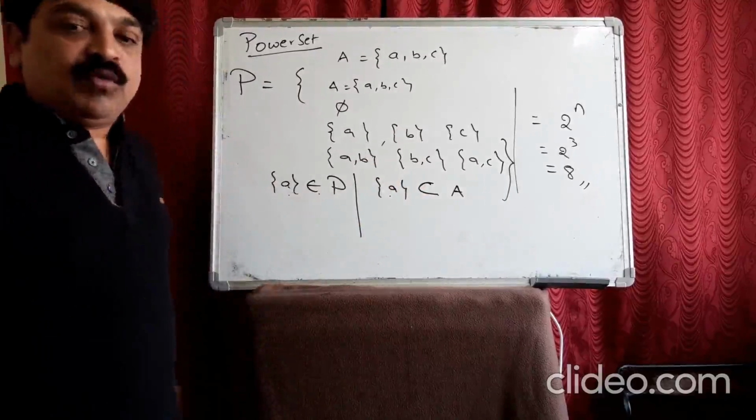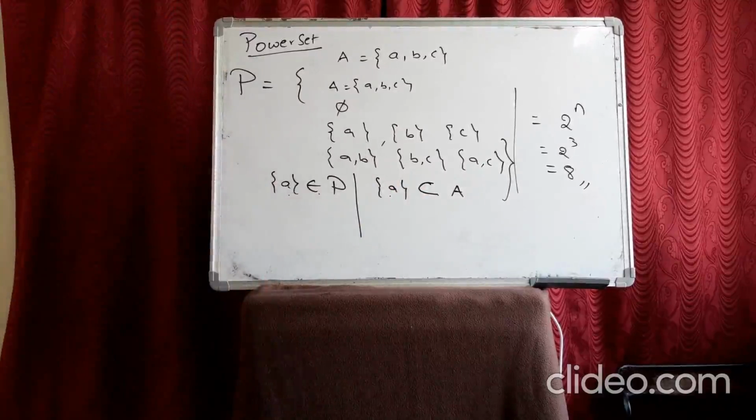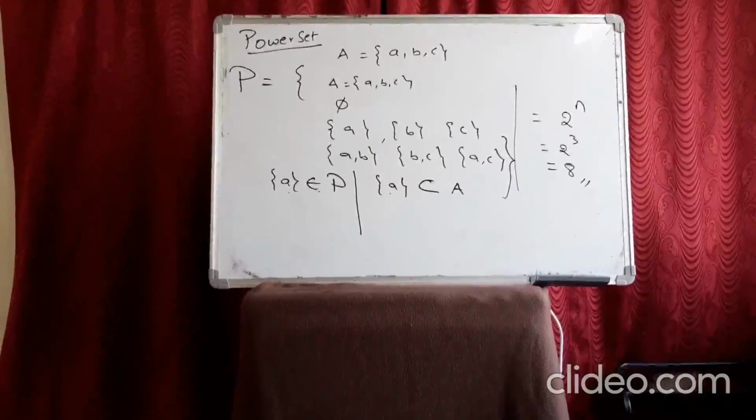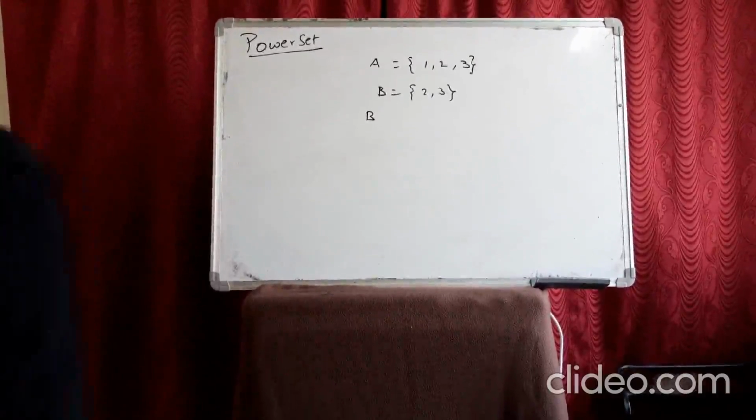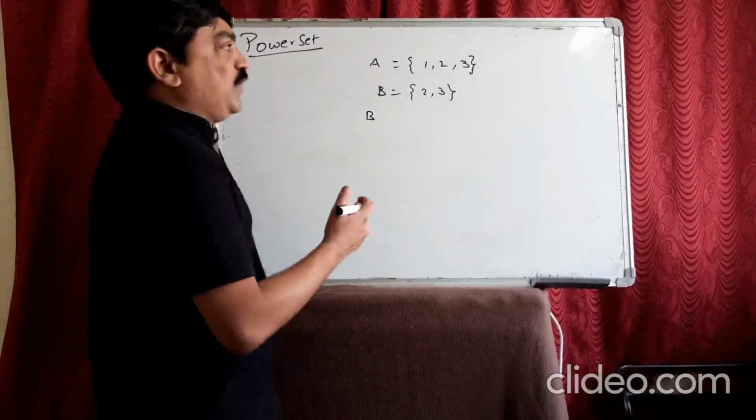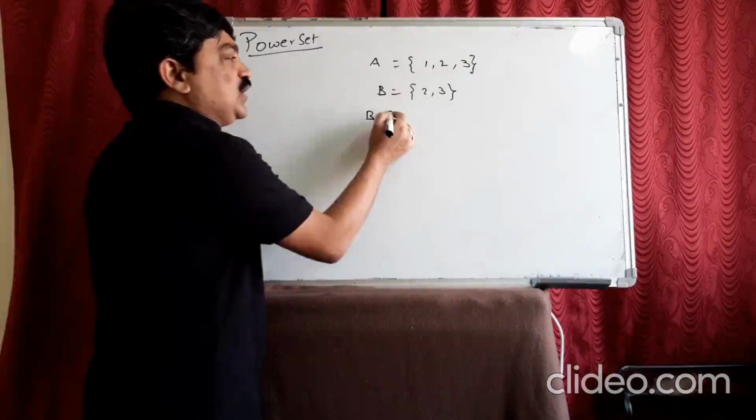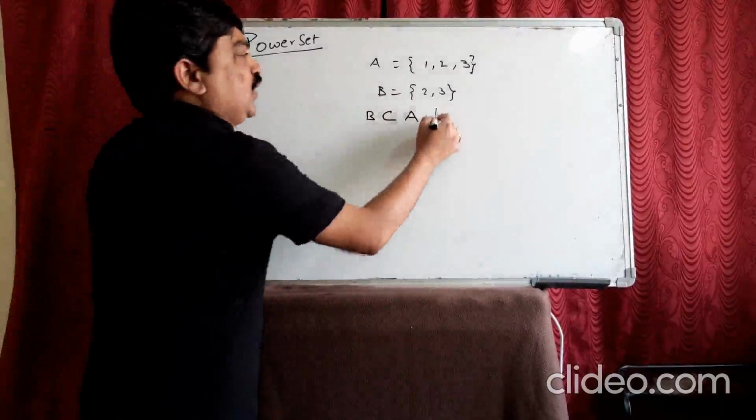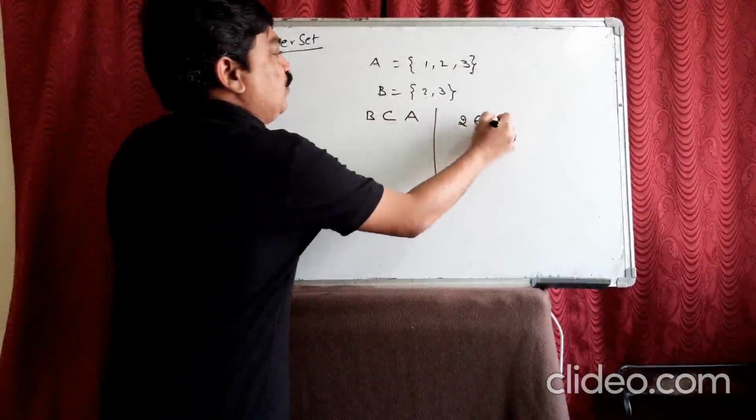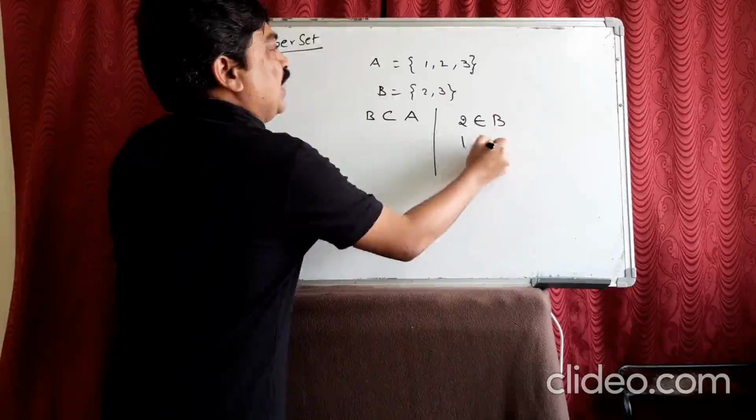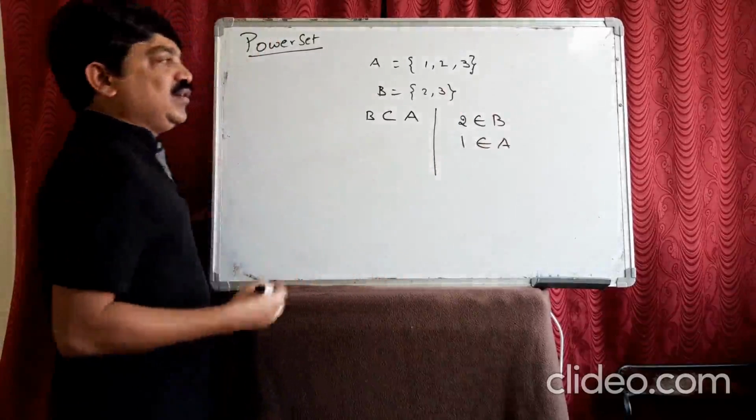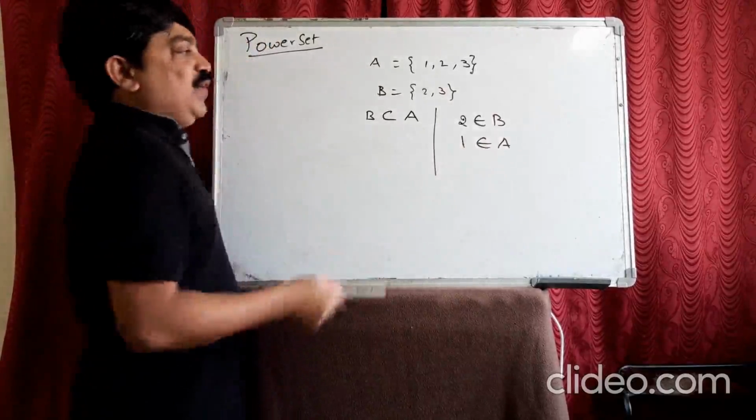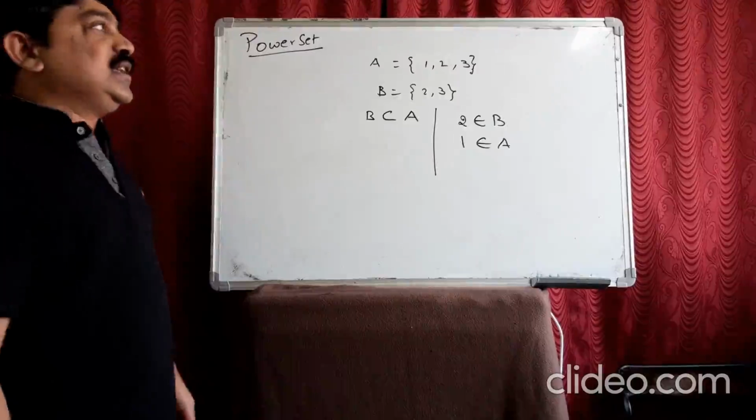Okay? I'll give some more examples. Now look at this problem. Is B a subset of A? B is a set, A is also a set. We write B is a subset of A. When you compare elements, 2 belongs to B, 1 belongs to A. Like that we write. So when you compare an element and a set, we write belongs to. When you compare two sets, we write subset.